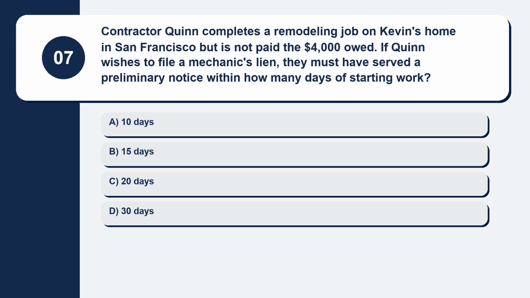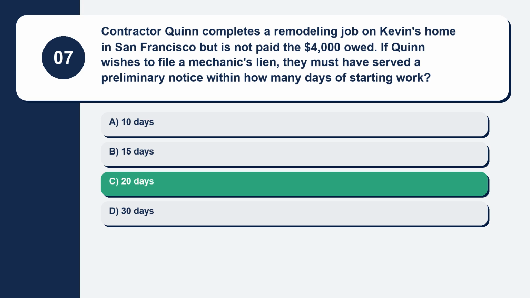Question 7. Contractor Quinn completes a remodeling job on Kevin's home in San Francisco but is not paid the $4,000 owed. If Quinn wishes to file a mechanic's lien, they must have served a preliminary notice within how many days of starting work? Here are your options. Option A, 10 days. Option B, 15 days. Option C, 20 days. Option D, 30 days. The correct answer is option C, 20 days.